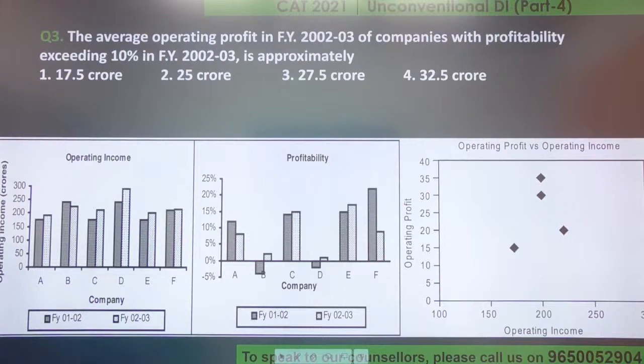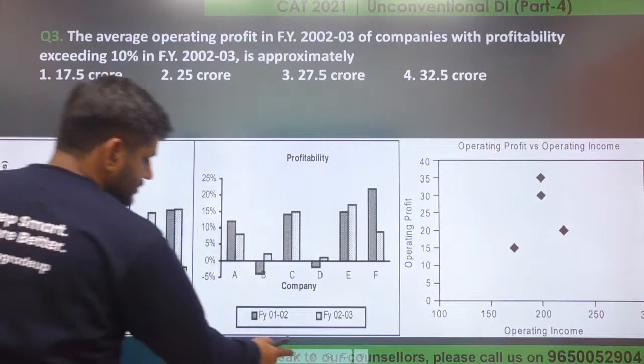Divya says 2, Dharti says 4, Sai Shekhar says 4. Colette also says 4. Let's see then what is the answer for this question.